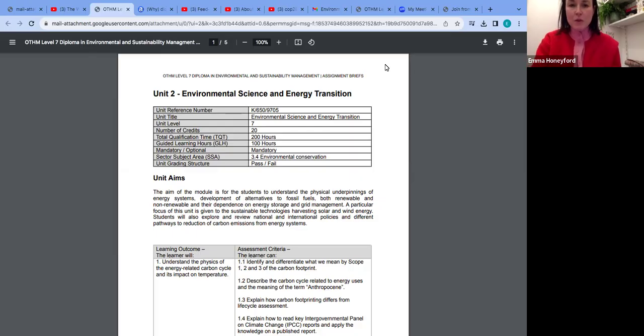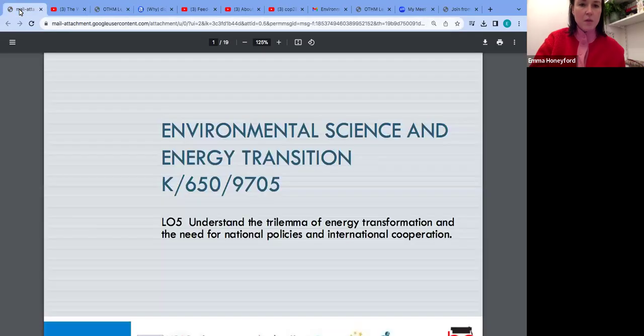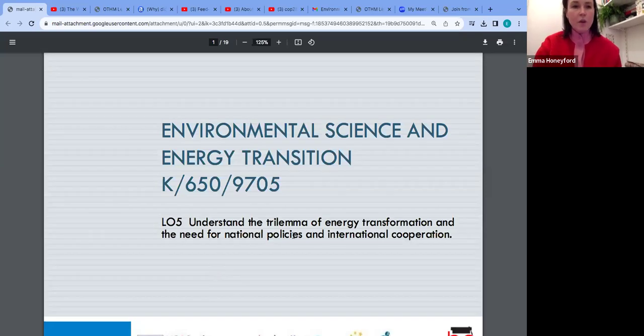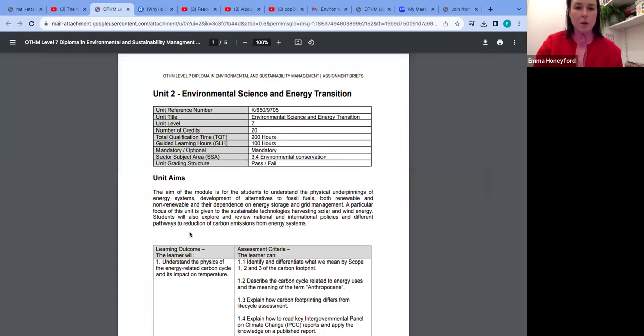My name's Emma Honeyford. Today we're going to go through Unit 2, Environmental Science and the Energy Transition. This is LO5, understanding the trilemma of energy transformation and the need for national policies and international cooperation. I'm just going to go over the learning outcome for today.